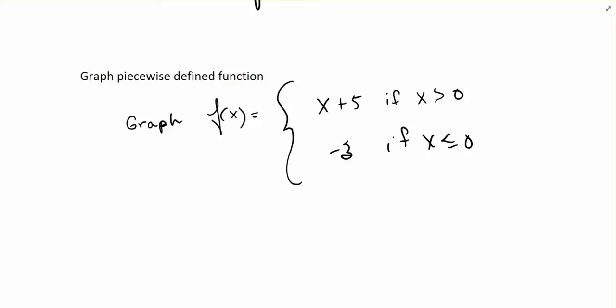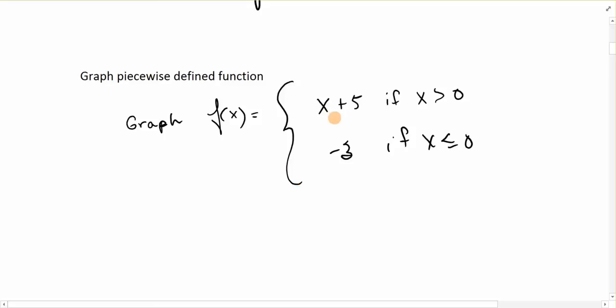Here we go. Have you seen this kind of function where you have this brace and then you actually have two functions? Have you seen that before? It's called a piecewise function. You definitely have to be able to recognize this on the test and perhaps graph one. So let's go through graphing this thing. It literally is made up of pieces.